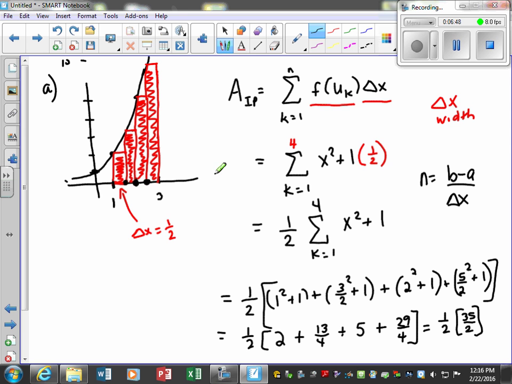So I'll give you a few minutes to pause this so you can calculate your fractions, and then check your answer, which is approximately 8.75 units squared.